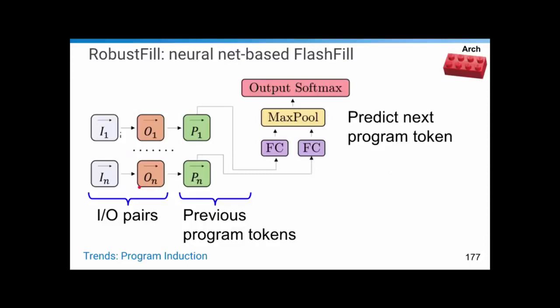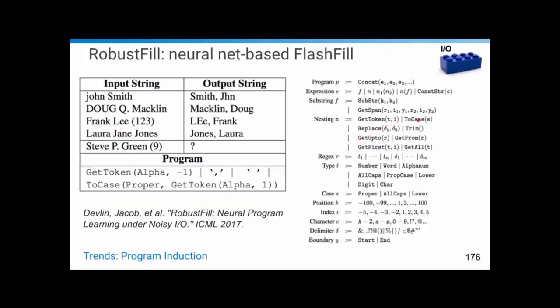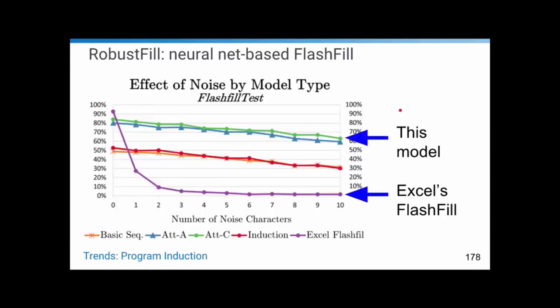It's called RobustFill. So the model is actually fairly simple and elegant. You just encode all of your I/O pairs and the previous tokens of your program, and then predict the next token of your program, where the tokens come from this domain-specific language. And the really cool thing that they show is if you compare against Excel's previous FlashFill, which is not based on neural networks, if you have no mistakes in your little training set, maybe FlashFill's a bit better. But this neural net model is almost as good.